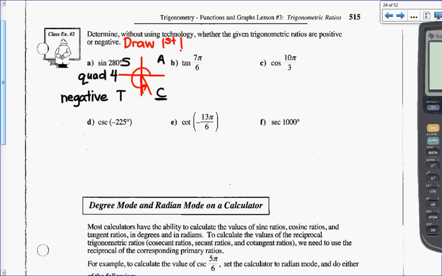Okay, tangent of 7 pi over 6. Okay, well, again, good thing I know my unit circle because I can mark off pi over 6s easily. Let's see. I've got 1, 2, 3, 4, 5, 6, 7. Okay, I'm ending right there. So my angle is this one. Okay, and I can see that that is quadrant 3. And then I can use all suckers take chemistry to see that tangent is positive in quadrant 3.